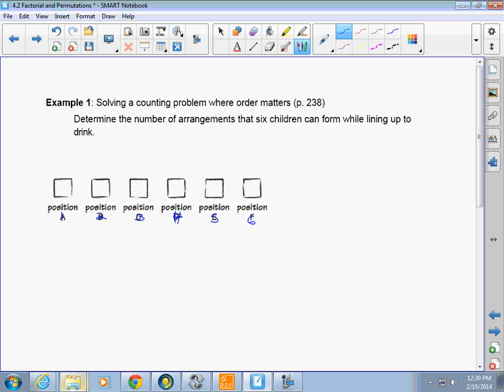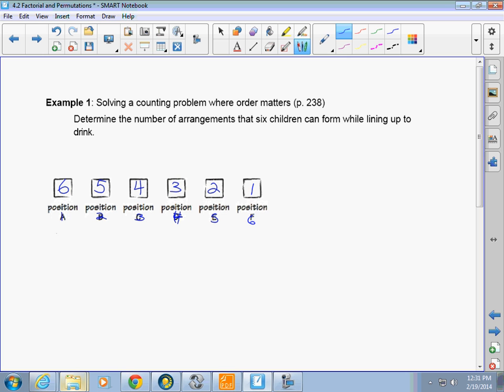So for position A, we would have 6 people in there. Once that person is in a spot, that means we have one less to go into position 2. Same thing then, position 3, we've used 2 people, so we're left with 4. Position 4, we've used 3 people, so we're left with 3. Position 5, we've used 4 people, so we're left with 2. Position 6, we've used everybody but one person.